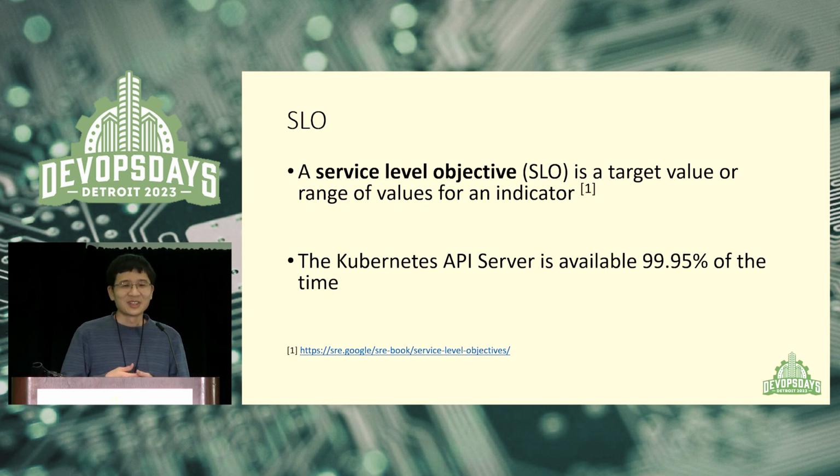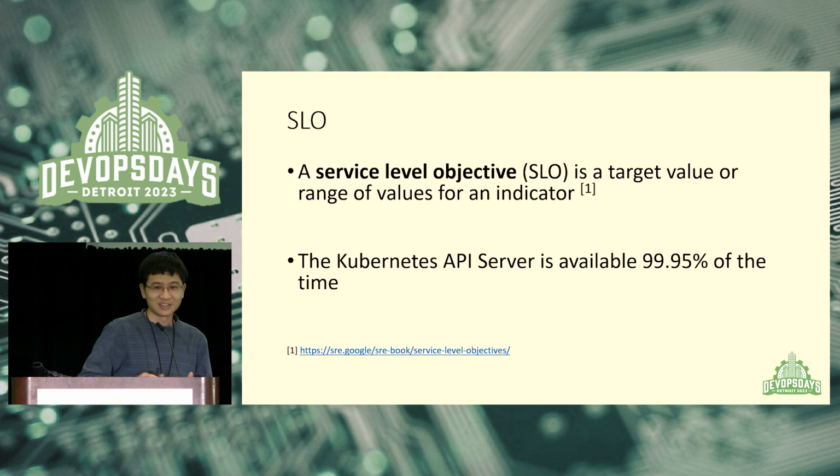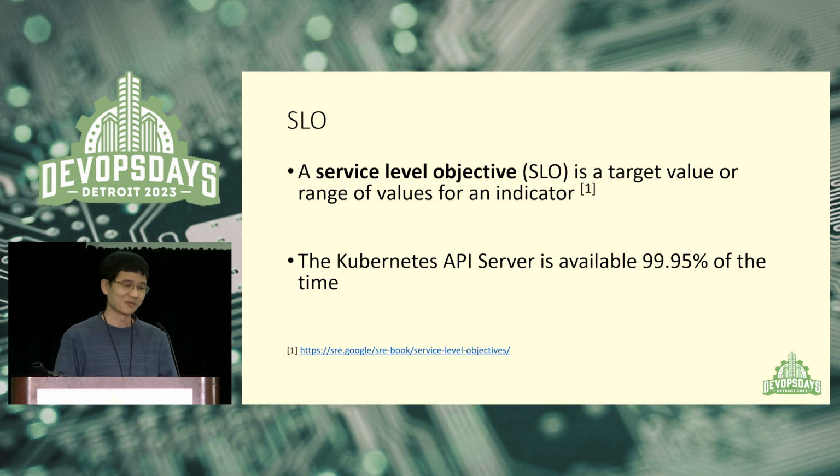For example, what does it mean for a Kubernetes API server to be available? It has to be working somewhat, right? So there are more definitions that go into it, but for the sake of what is an SLO, you can think of it this way: just something is available or working X% of the time.